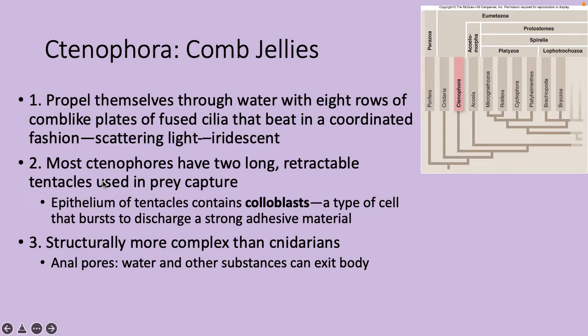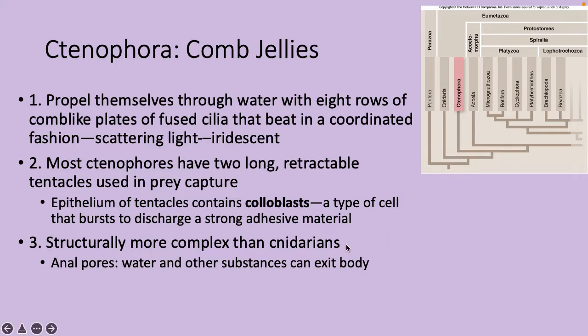Okay, so picking up with the Ctenophora, the C is silent. These are our comb jellies. And one unique feature about our ctenophores is these two long retractable tentacles that they use to capture their prey. And along their tentacles, they have these cells called colloblasts, which is very similar to our nematocysts in our cnidarians, but they do send a discharge of a strong adhesive material to grab onto their prey and haul it in.